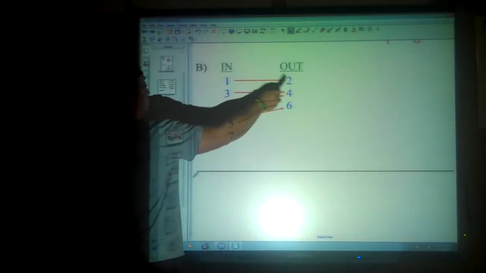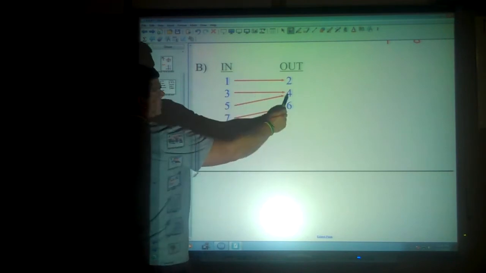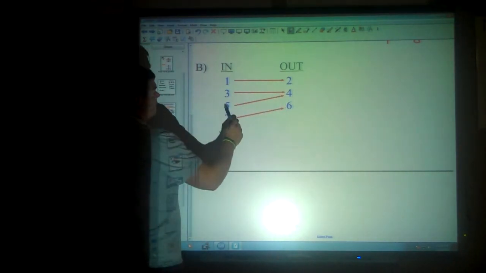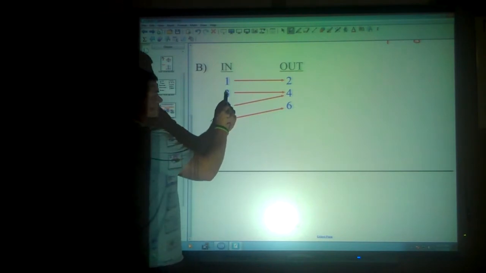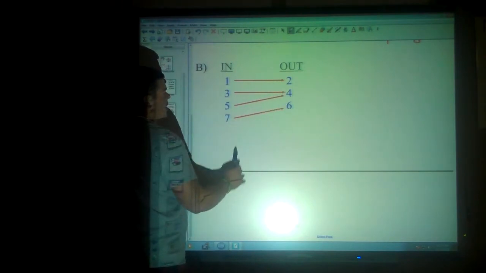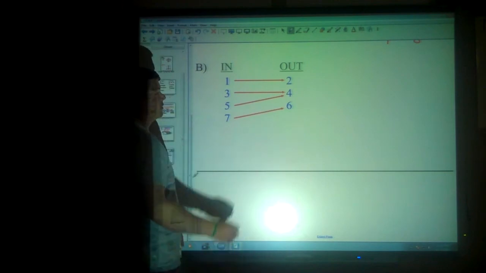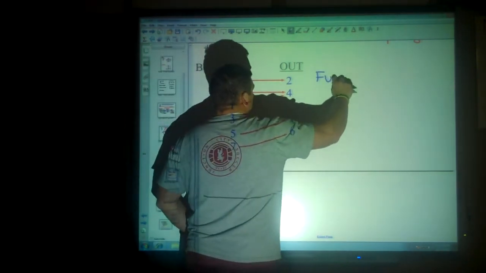1 goes in and it becomes 2. That's okay. 3 goes in and it becomes 4. That's okay. 5 also goes in and becomes 4. That's alright. It's okay for different inputs to produce the same output. 7 goes in and produces 6. So this would be a function.